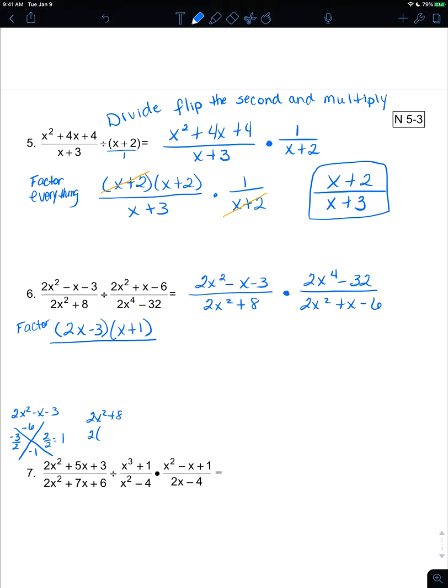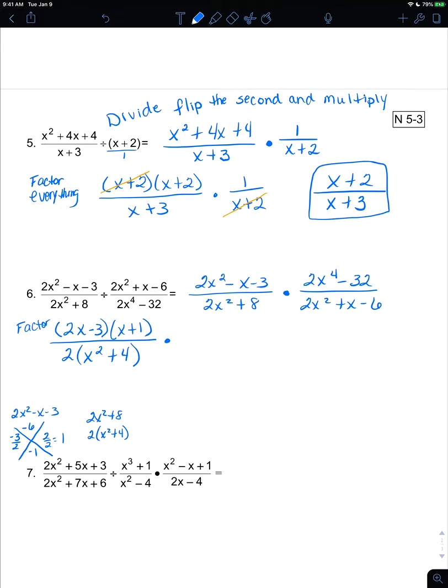All we have is a GCF of 2, so that leaves us with x squared plus 4. Remember, that is not the difference of two squares, because that is a plus 4, not a minus 4. So x squared plus 4 is as far as we can factor that.